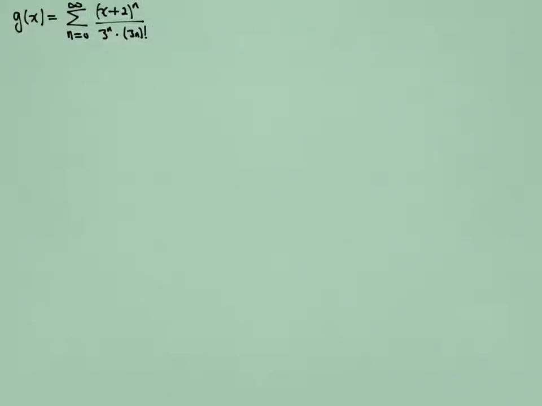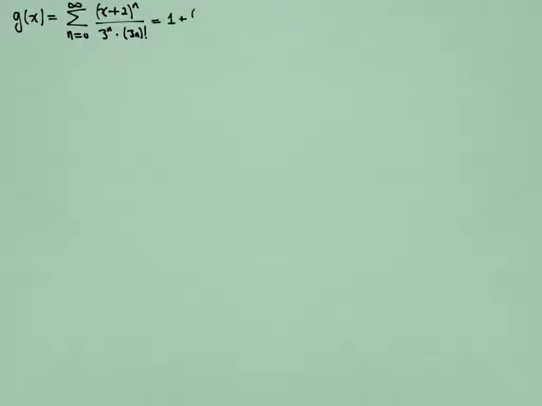In this video, we'll examine the convergence of the power series that I'm calling g of x, whose terms are given by the summation in this expression. In the numerator, I have (x + 2)^n. In the denominator, I have powers of 3 times (3n) factorial. Let's write out a few of those terms.